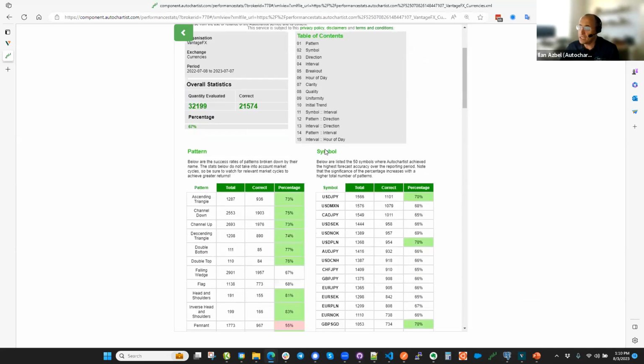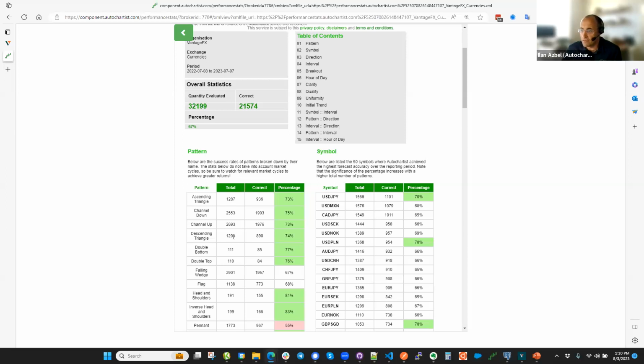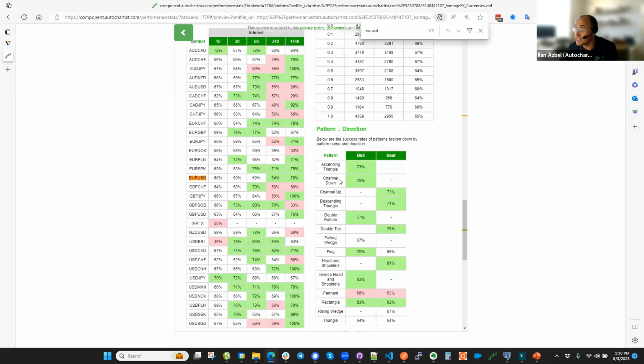So when you have a possible trade, you can use these stats to evaluate how good it is. So let's say Euro USD, it looks like a falling wedge on 60-minute candles. Let's look at our stats. Falling wedge, 67% chance over the last year. Euro USD, I can't find it. Euro USD.